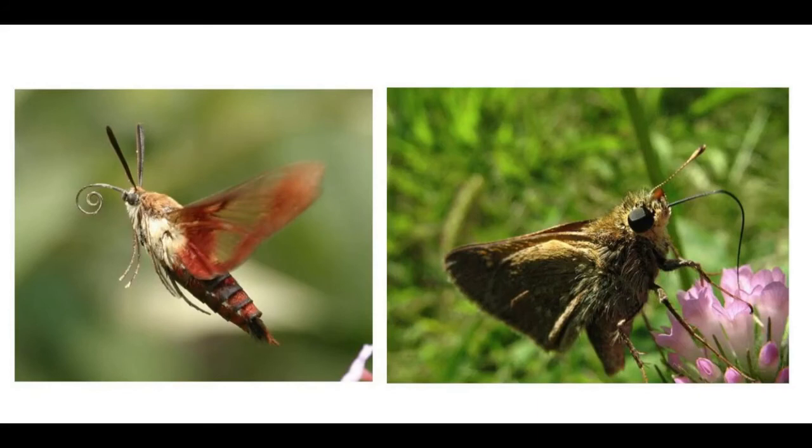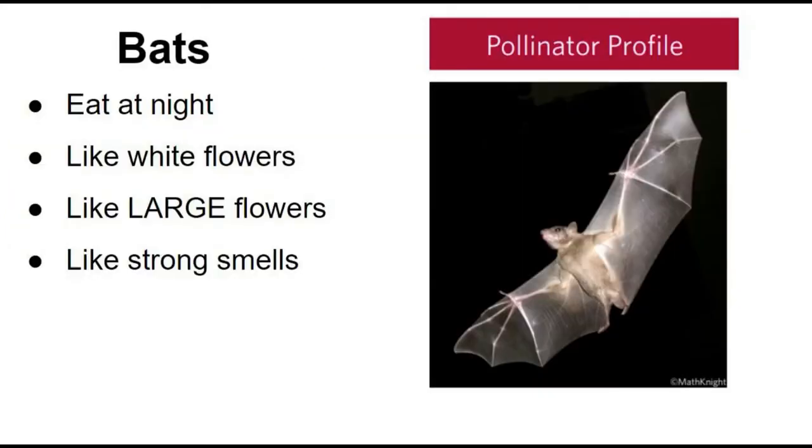And then in the second picture, you can see that when a moth lands to eat, it straightens out that long curly tongue, and it sticks it down inside the flowers. So moths and butterflies stick that long skinny tongue down into flowers. Isn't that wild?